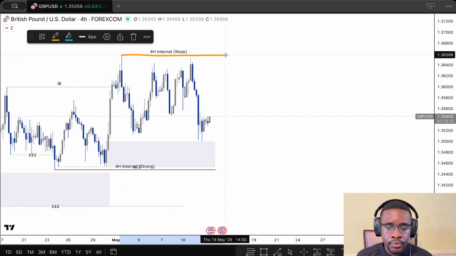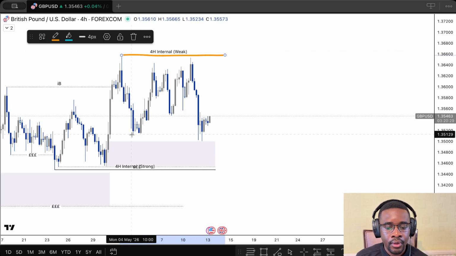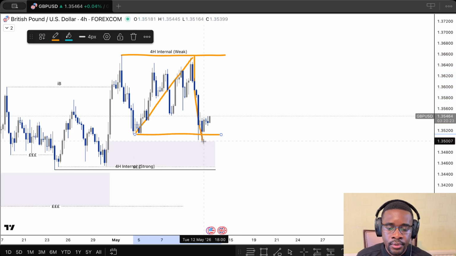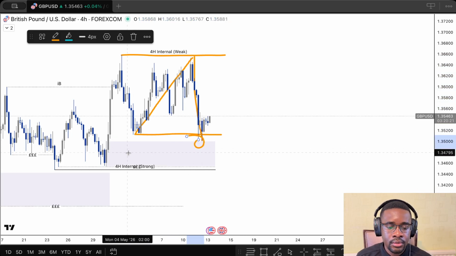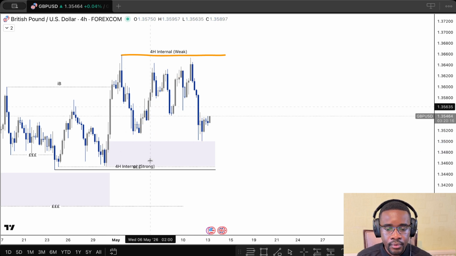So prices failed to make a higher high. Okay, we come up all the way to the top, and then now we've come back down, swept these lows, barely touched this demand.